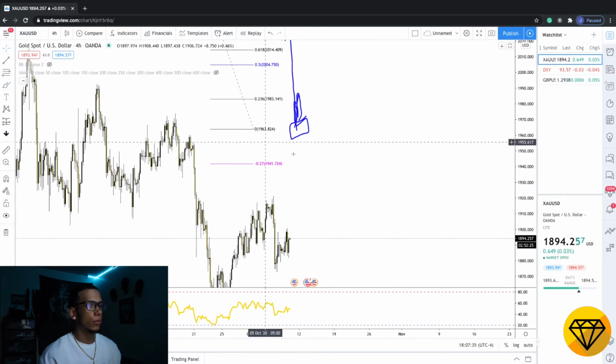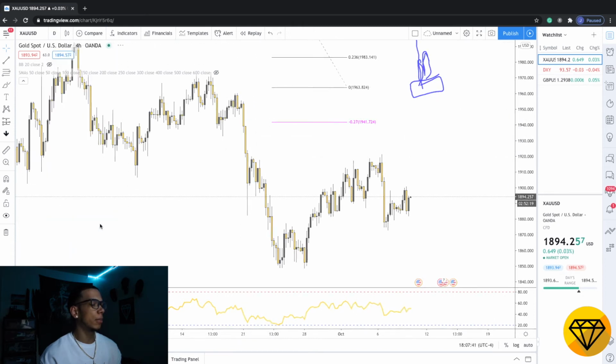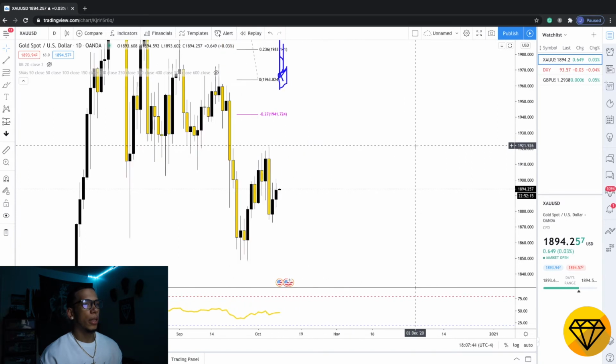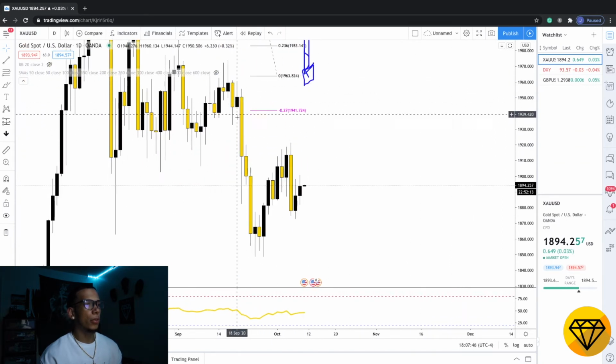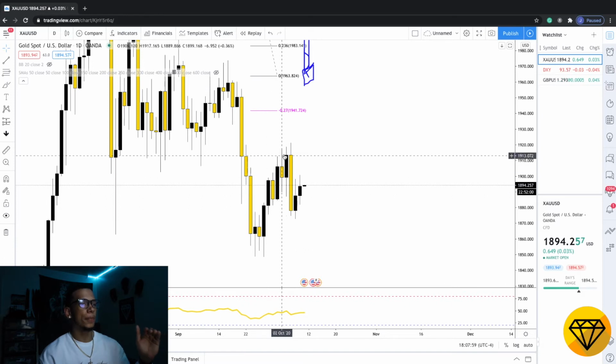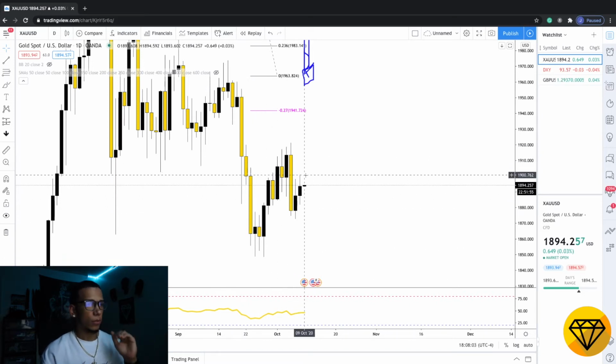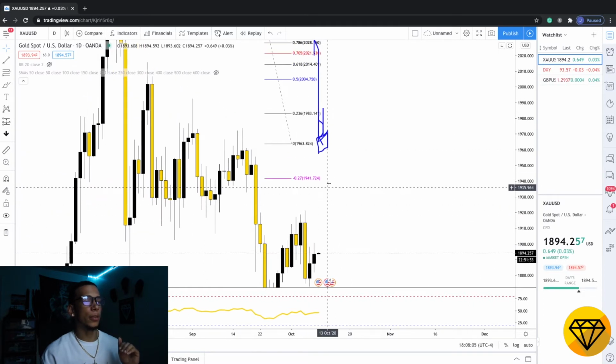You see this impulse? I'll do it on a daily time frame so you can see better. Right here we have this impulse, and now we have wicks. Price is not really going anywhere. It's hitting a floor, and then we have this retracement, this correction, whatever you want to call it. That's what this is.